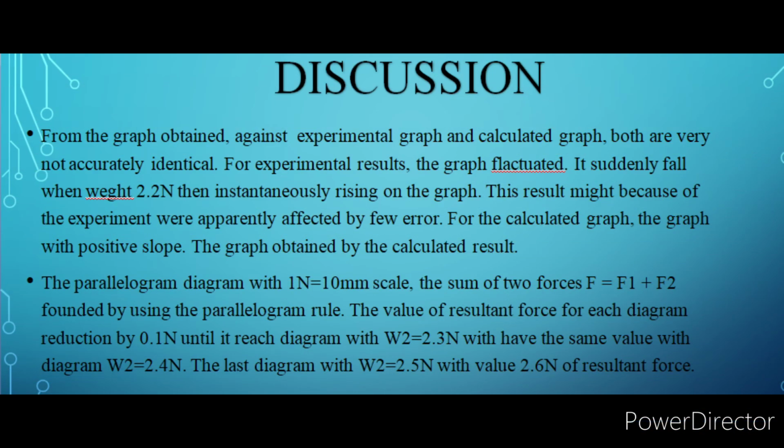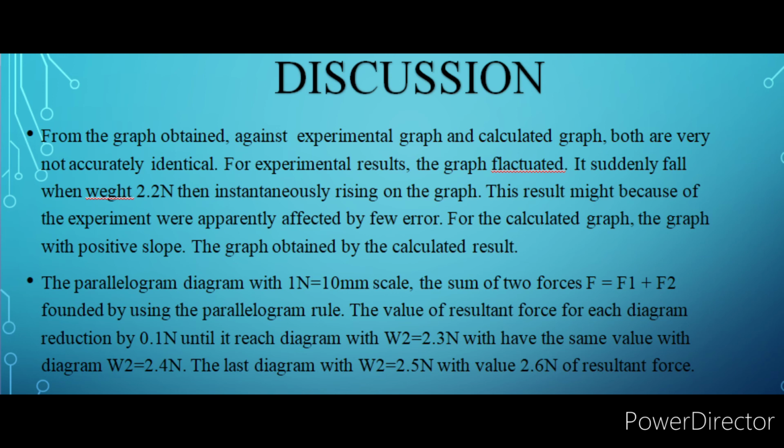From the experimental graph and the calculated graph, both are not accurately identical. For the experimental result, the graph fluctuated. It suddenly fell at weight 2.2 N, then instantaneously rose on the graph. This result might be because the experiment was affected by a few errors. For the calculated graph, the graph has a positive slope, obtained from the calculated result.